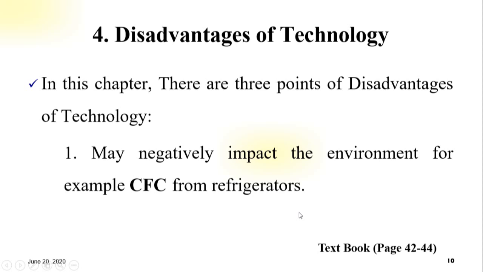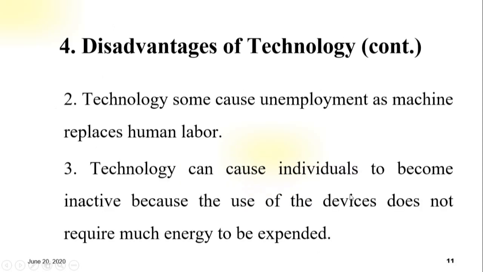It means CFC is a gas that we get from the refrigerator that can affect the ozone layer. CFC is a gas that was widely used in the past in things such as refrigerators, because CFC can damage the ozone layer. It is also a disadvantage of technology.